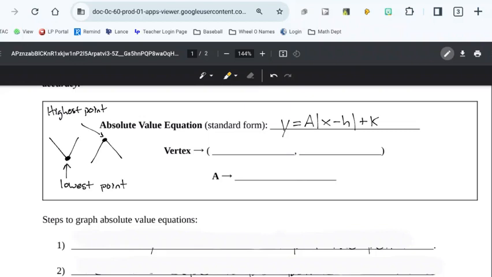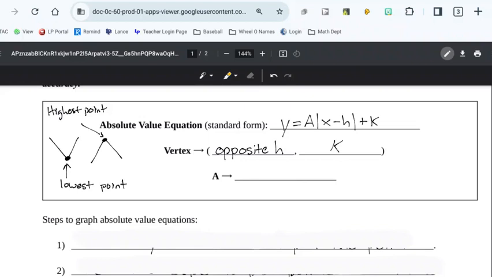We're going to first look for the vertex and plot that point. The way we find the vertex is we look at h. We are going to find and write down in a coordinate pair the opposite of whatever h is. And then our y value is going to be whatever our value for k is. We've worked with this opposite situation before when we worked with point slope form in the past.